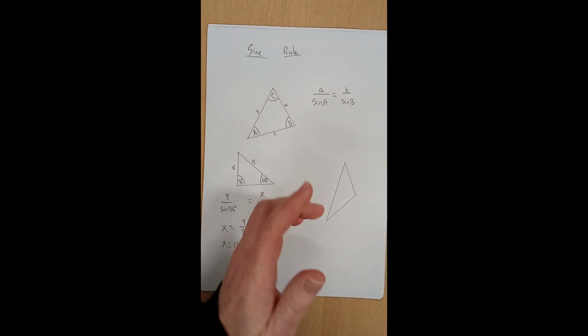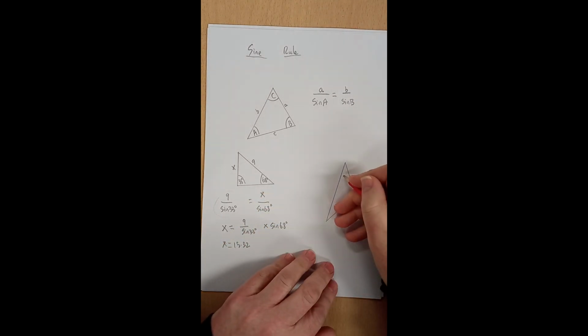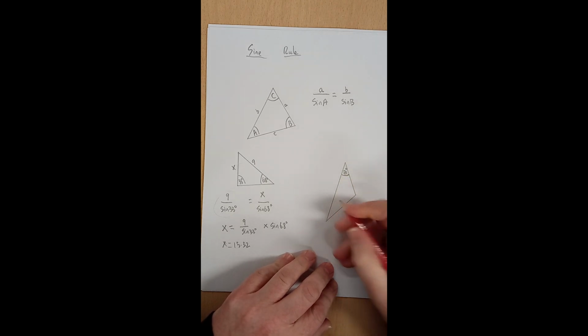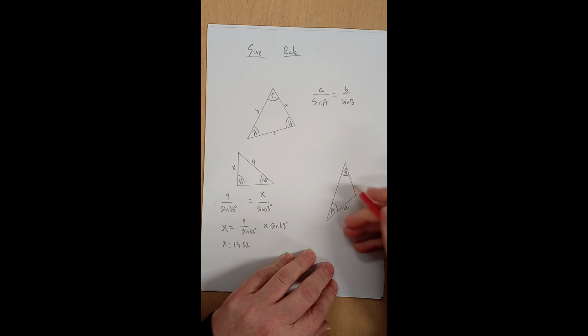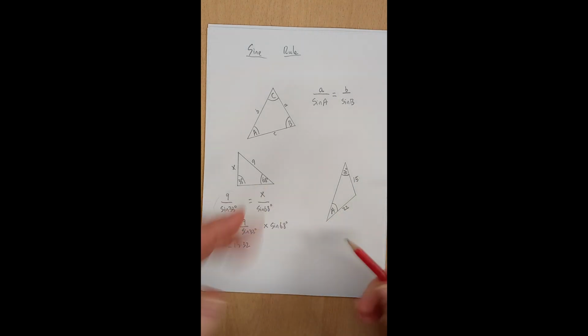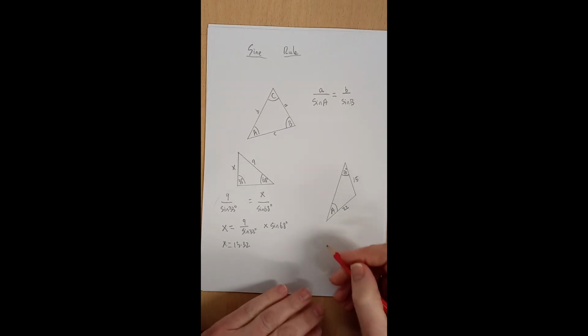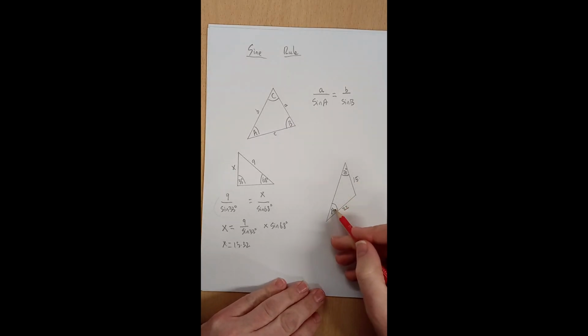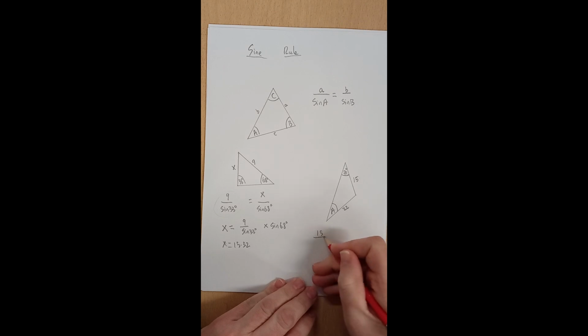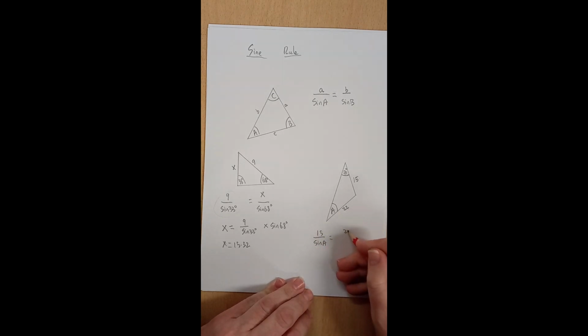Now, let's have a look at what happens when the angle is missing. Let's say this is 71 degrees. And let's say this is 22 centimeters or meters or whatever, it doesn't make a difference. And let's say this is A. And let's say this is 15. And I want to find the angle A. Well, I set it up exactly the same way as this. Okay, so watch. Side over the sine of the angle opposite. Side over the sine of the angle opposite it.